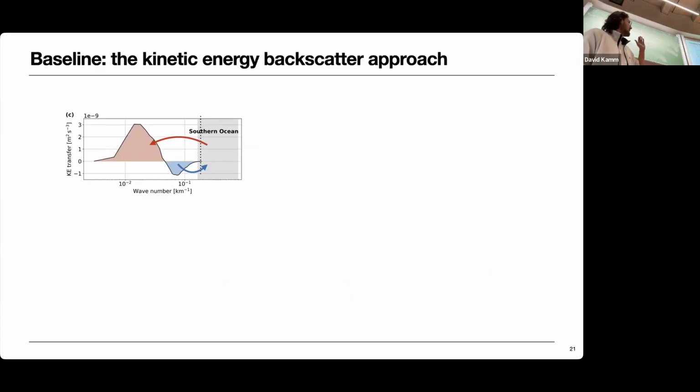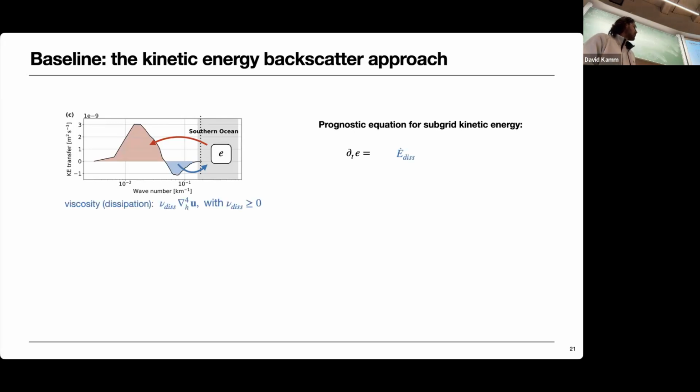As I mentioned, these subgrid momentum fluxes are what we're after. And how this was traditionally done is that you define a budget of subgrid kinetic energy. You define a prognostic equation for it with a source, which comes from a dissipation term, a viscosity term that you introduce, and a sink, which comes from a negative viscosity term, so a backscatter term in this case, that you introduce to the model. You can also define some subgrid diffusion, advection.